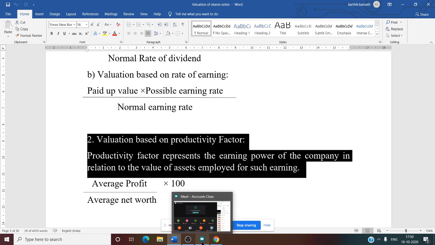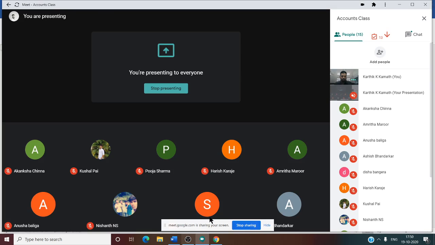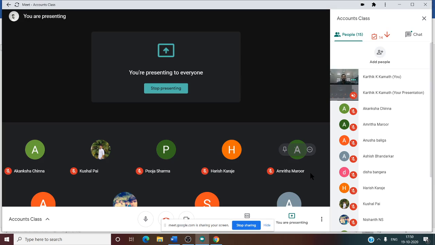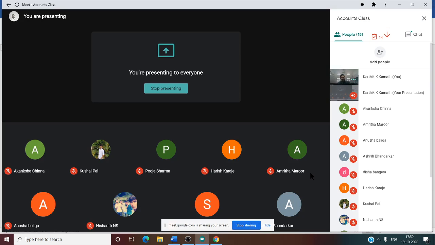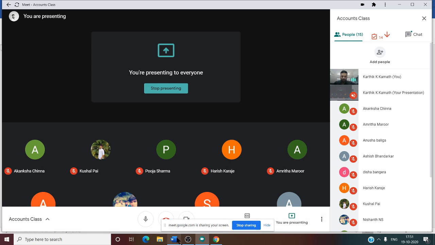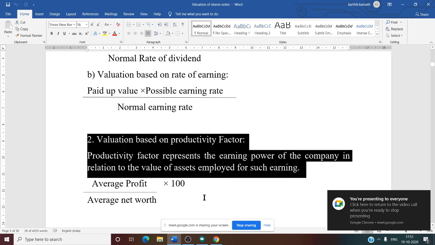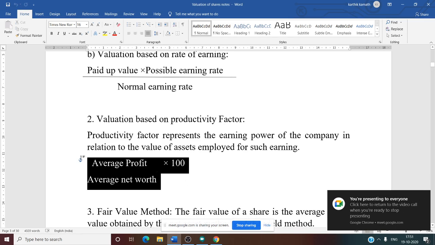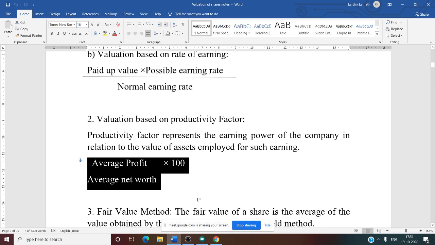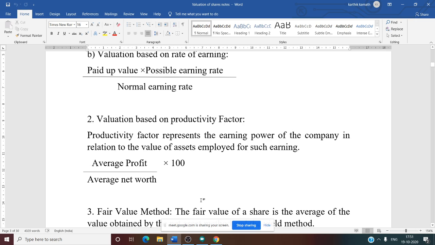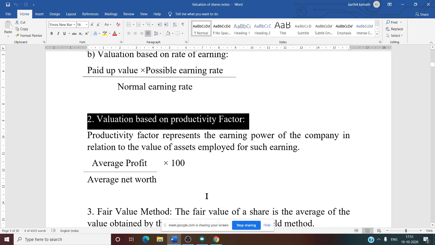Capital employed or asset employed means what? What is the formula you can give here? Capital employed is similar to the net asset, here total asset minus total liability. Here, total asset minus total liability, you will get the asset employed answer. So, average profit divided by average net worth into 100. Average profit divided by average net worth into 100, that is valuation based on productivity factor.